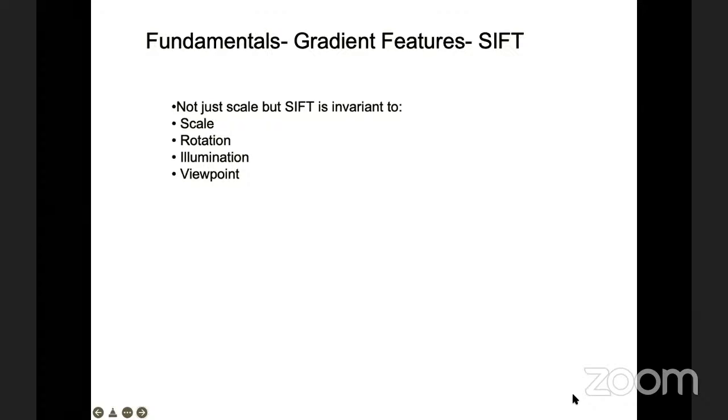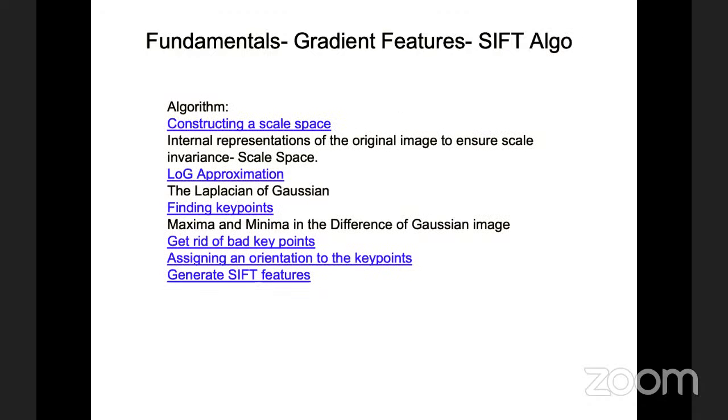SIFT in short is scale, rotation, illumination, viewpoint invariant, but it may not be 100% invariant to all these. There are problems, and that's the reason you have better research. This is the algorithm for the SIFT. You construct a scale space, then apply the Laplacian, find the maxima and minima in the difference of Gaussian image, find out the key points, remove the bad points, assign some orientation to the key points, and go along with the key points to the next cycle. So this is what happens in the SIFT.